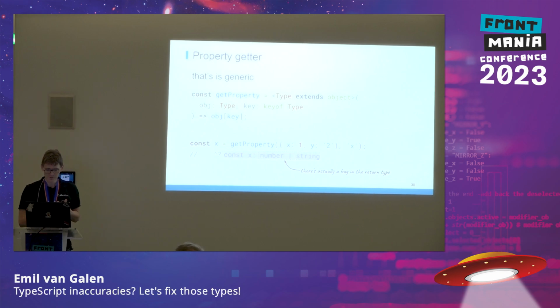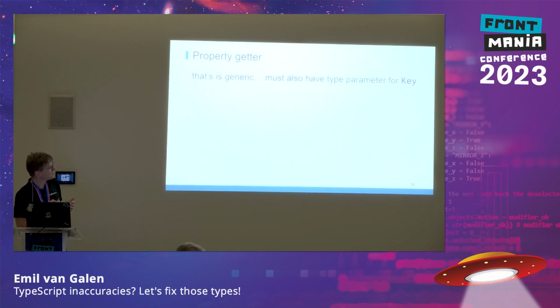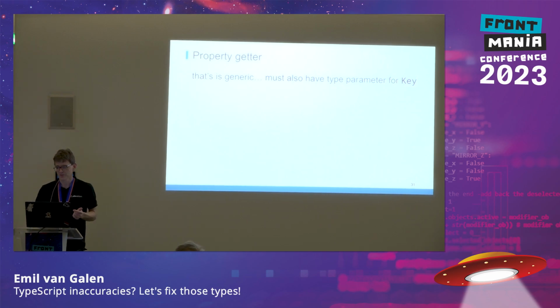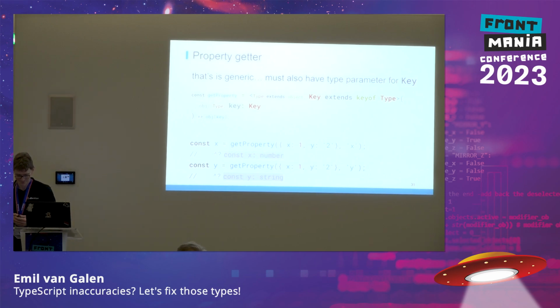As it turns out, and this is why I made a slide of it, I stumbled on this as well, you also have to introduce a type parameter for the key. Do this and notice now that if I want to retrieve the second argument, then actually I'm getting a specific type for a specific key.